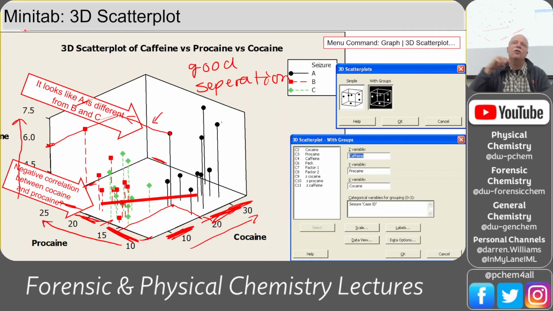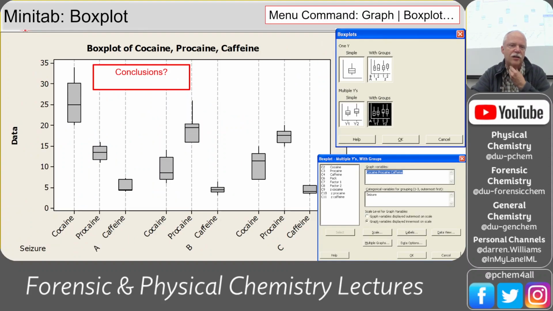So that's a correlation. But you may not have picked up on that in the scatter plot, but over time, maybe you'll be able to pick that up. We're going to see that in other plots as well. So here's the box plot. You can go to Minitab and do a box plot. This is with groups. We're using the cocaine, procaine, and caffeine, and we're going to categorize it by seizure. So seizure A, B, and C.